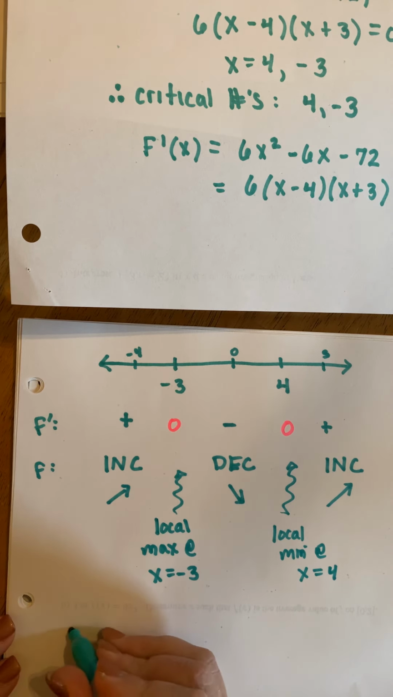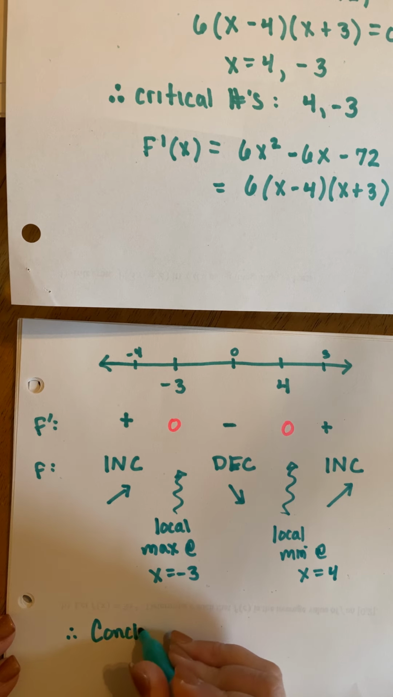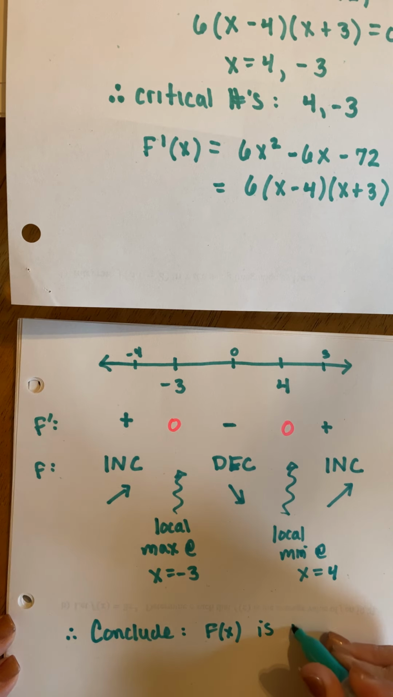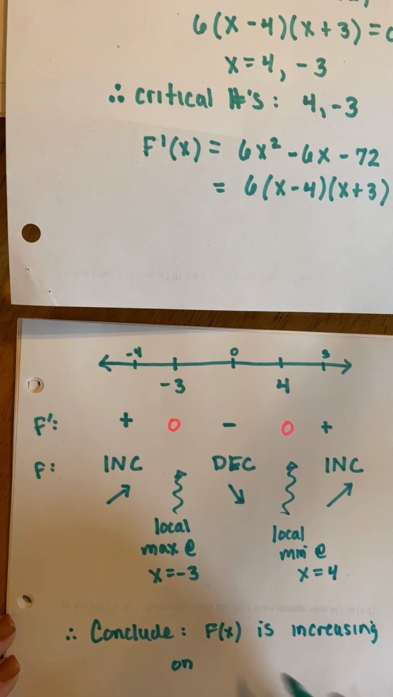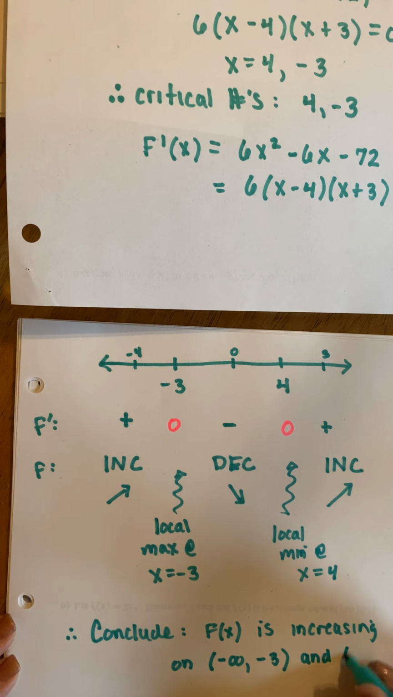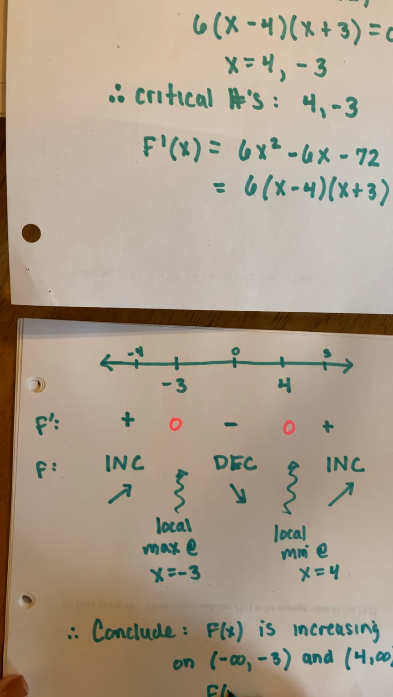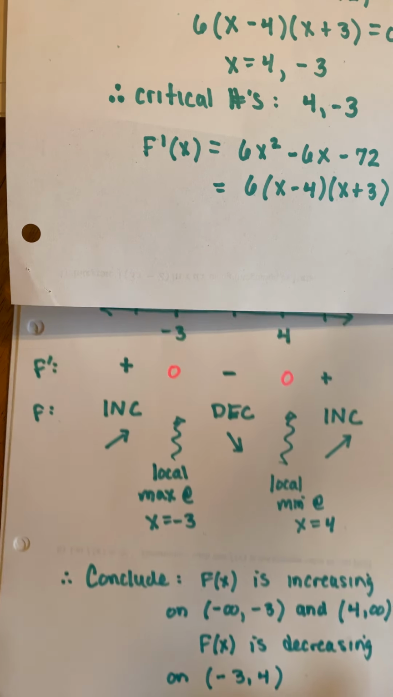So therefore, we're going to conclude f of x, the original function, is increasing on, well, to the left of -3, so -infinity to -3, and to the right of 4, so 4 to infinity. It is not increasing at -3 and 4 because that's where the derivative is 0. And the function is decreasing on -3 to 4, so between -3 and 4.